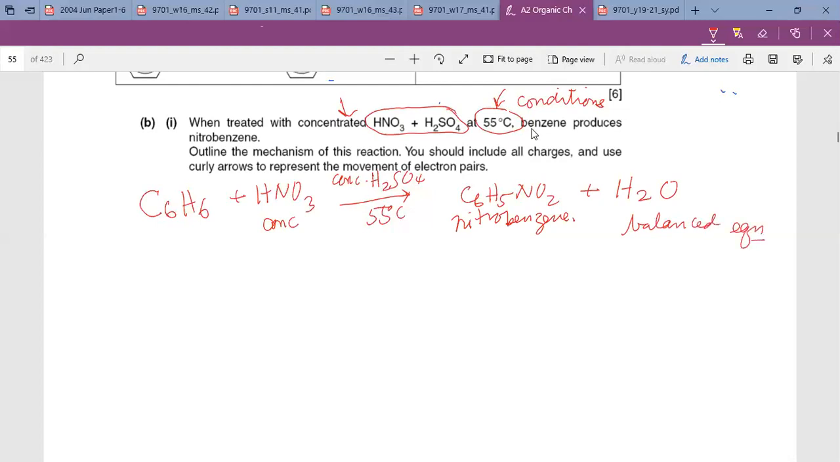Okay, now mechanism. Same thing here. Outline the mechanism for this reaction. You should include all charges and use curly arrows to represent the movement of electron pairs. Did you see charges and arrows? Okay, now let's look at the marking scheme.